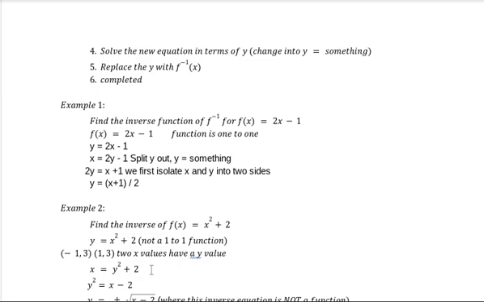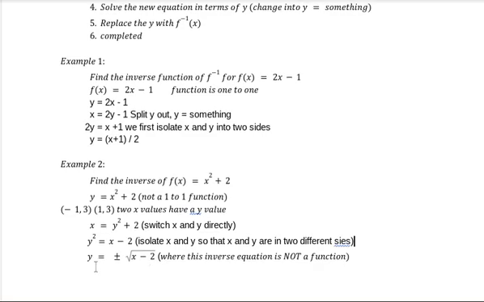We first switch x and y directly. It becomes x = y squared. Then we isolate x and y so that they are on two different sides. After that, we take the square root of both sides, and then we obtain this result. This result is not a function.